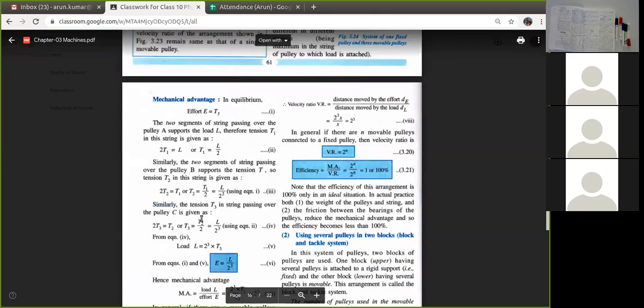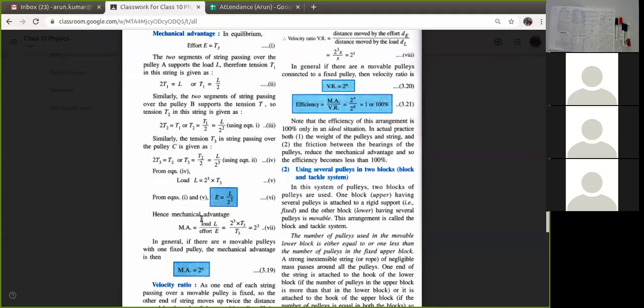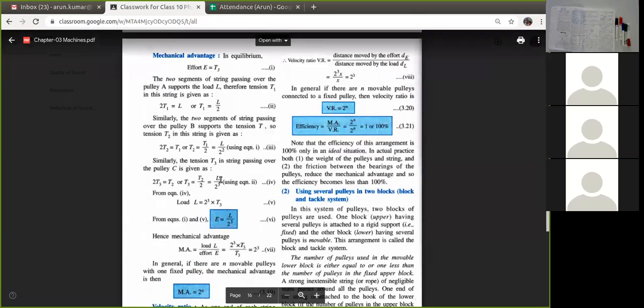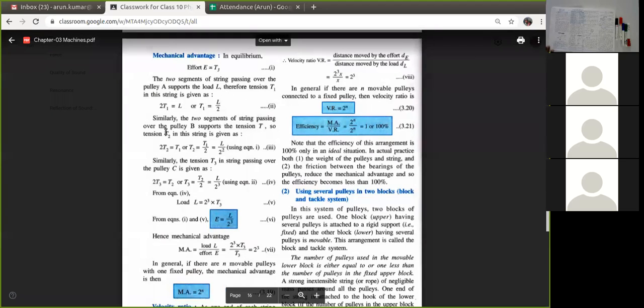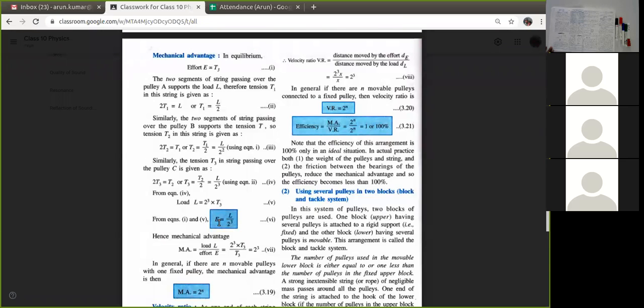Then moving on to the mechanical advantage. Based on this diagram, they are now working out what the mechanical advantage is. I urge you to study this section about how the mechanical advantage is calculated, but you will probably not be asked to do any such general derivation. What you are more likely to be asked is, given a set of pulleys, they will give you the load and the effort, and ask you to calculate the mechanical advantage using the formula for mechanical advantage.